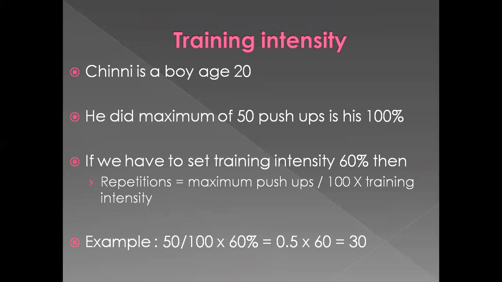Let's see how the training intensity will be calculated. Here is a boy called Chinni. His age is 20 and he did a maximum of 50 push-ups, that is 100%. If we set a training intensity of 60% for him, how do we calculate the repetitions at 60%? Repetitions equal maximum push-ups divided by 100 times training intensity. He did a maximum of 50 push-ups, so 50 divided by 100 times 60 equals 30. He has to do 30 push-ups at a training intensity of 60%.